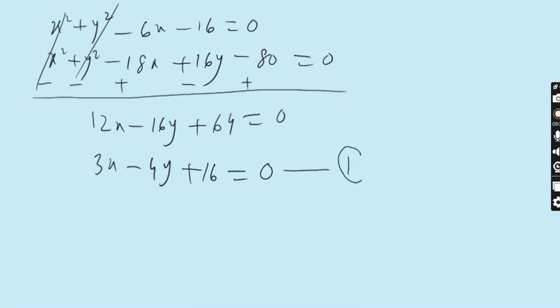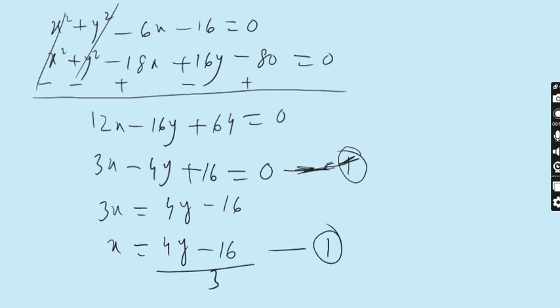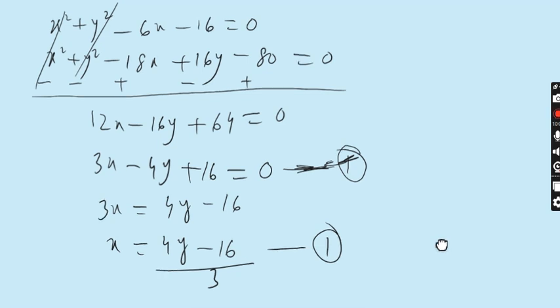Assign the name of this equation as equation number 1. Now put this equation in any one of the given equations of circles. So first make the subject x or y. So 3x is equal to 4y minus 16, and x is equal to (4y minus 16) upon 3. This is equation number 1, and put this equation in any one of the given equations of the circle. So I am putting it in the equation of the circle.